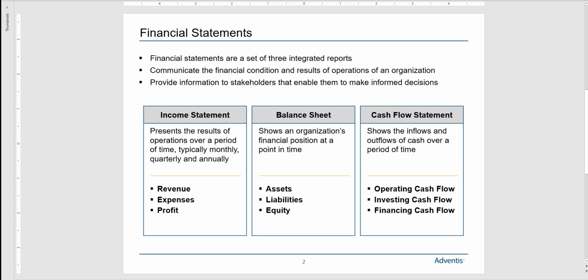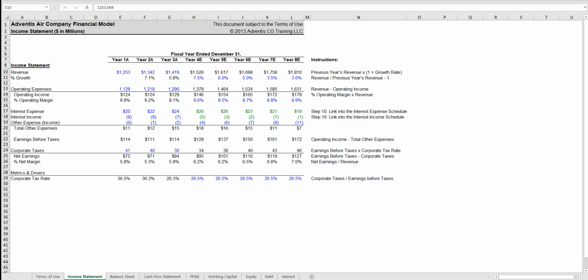Cash from financing activities is cash flow between an organization and its owners and creditors. The most common line items included in cash from financing activities are debt and equity issuances and repayments, dividends, and share repurchases. A great way to conceptualize and explain these concepts is to review a three statement financial model.